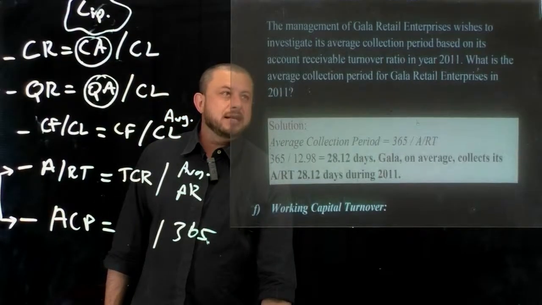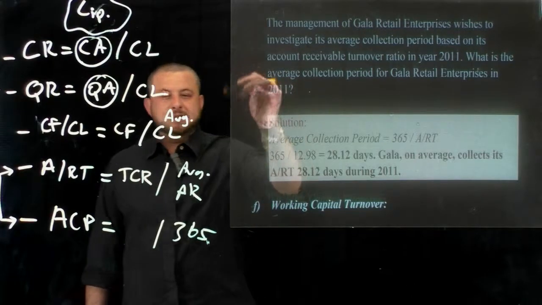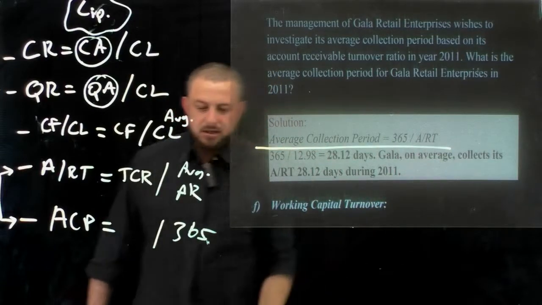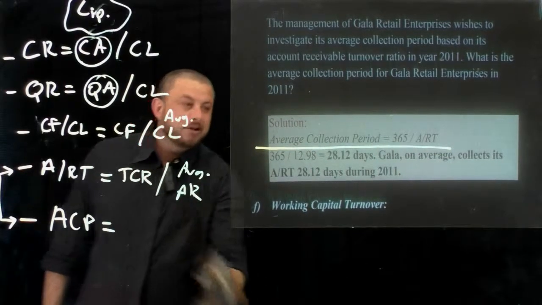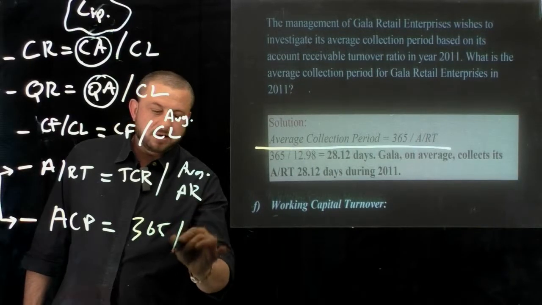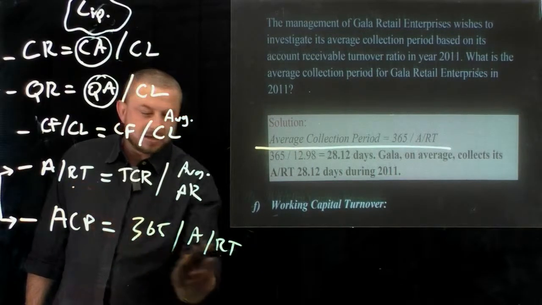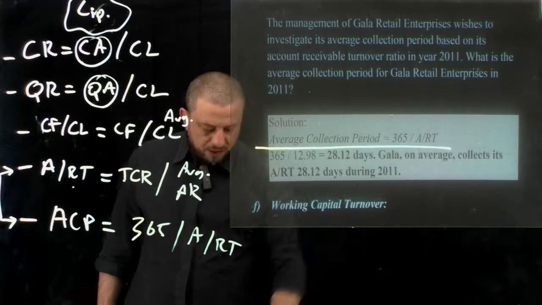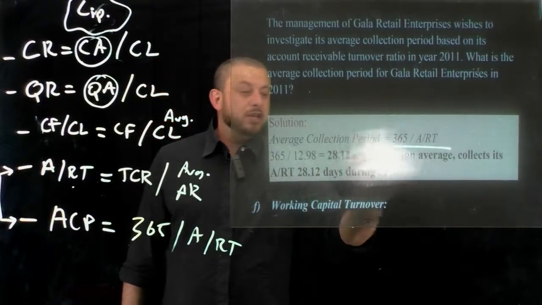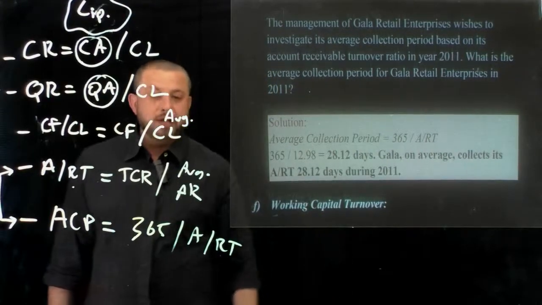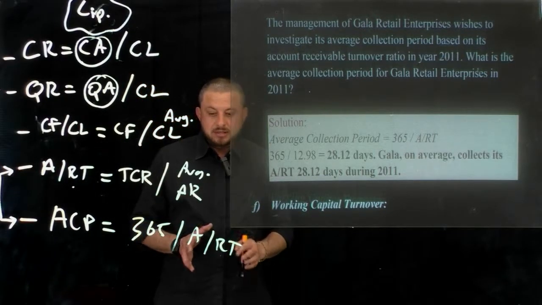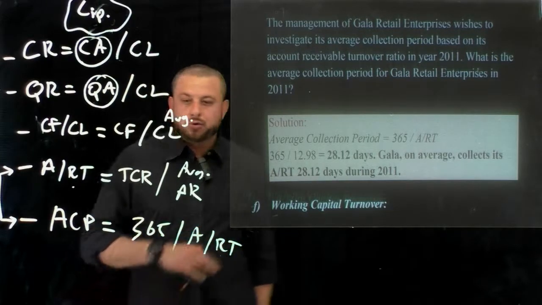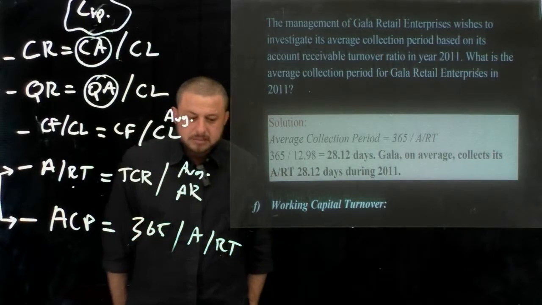Let's just use the Gala Enterprise again. Please use the previous example for the numerical values. Average collection period is equal to 365 over ART. Look, we need this to find ACP. That's why they are very related. So, 28.12 days, almost 29 days. That means every 29 days, Gala Enterprises collects a chunk of money from the vendors, from the suppliers, from whoever Gala does business with.